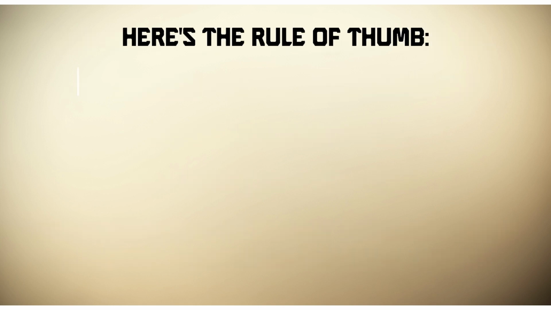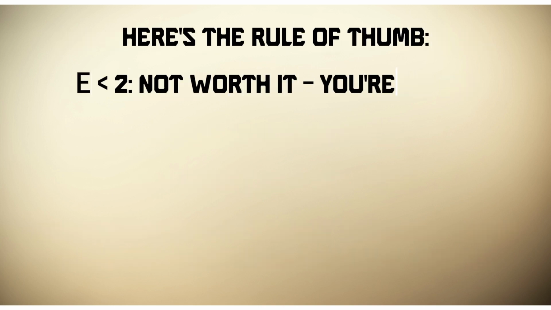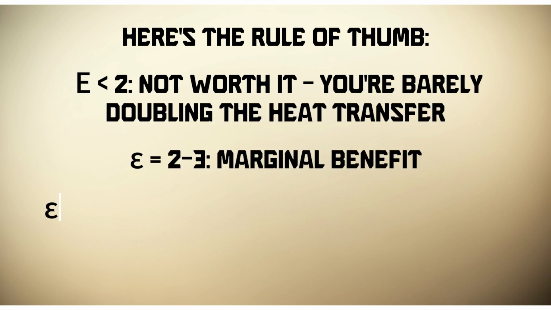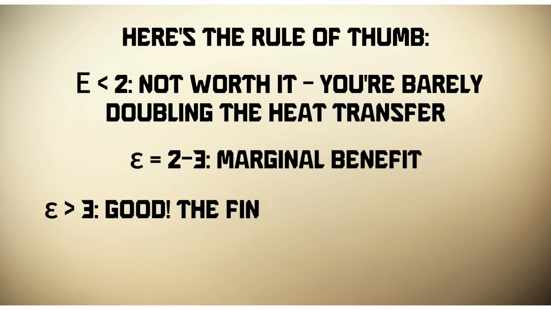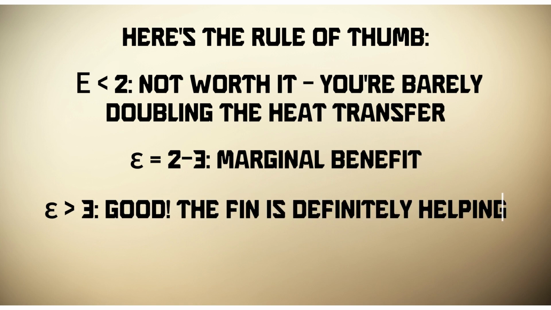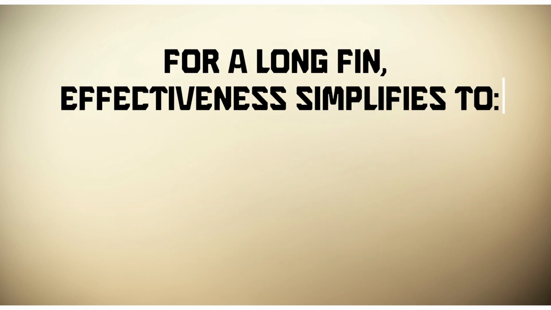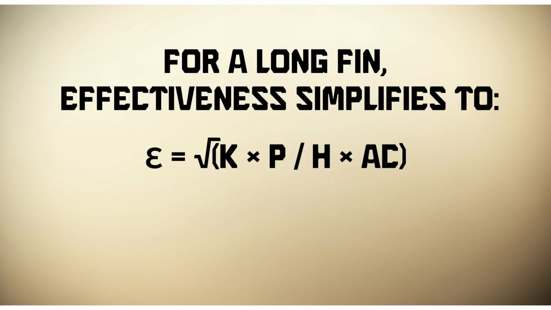Here's the rule of thumb. Epsilon less than 2, not worth it. You're barely doubling the heat transfer. Epsilon equals 2 to 3, marginal benefit. Epsilon greater than 3, good, the fin is definitely helping. Epsilon greater than 10, excellent performance. For a long fin, effectiveness simplifies to ε equals the square root of k times P over h times Ac.